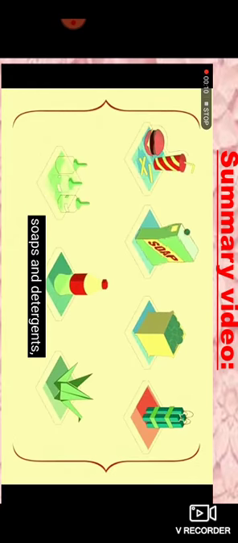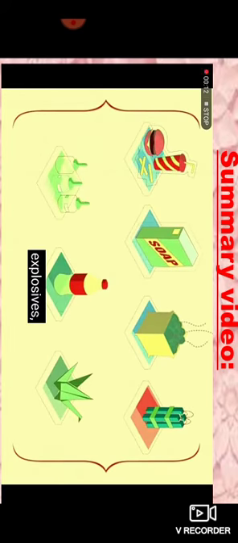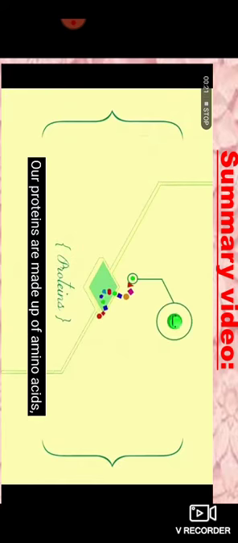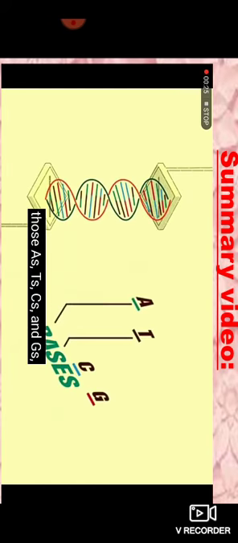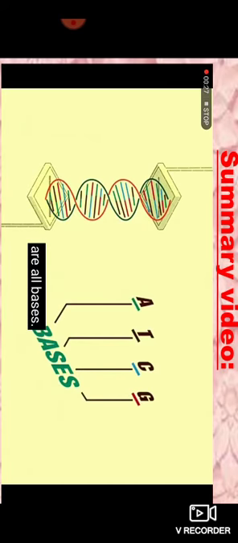Acids and bases are everywhere. They're used to make foods, soaps and detergents, fertilizers, explosives, dyes, plastics, pesticides, even paper. Our stomachs are very acidic. Our blood is slightly basic. Our proteins are made up of amino acids, and the letters in our genetic code, those A's, T's, C's, and G's, are all bases.